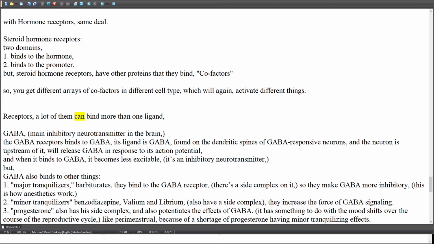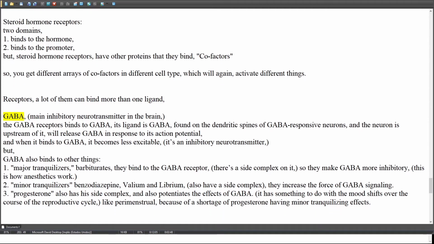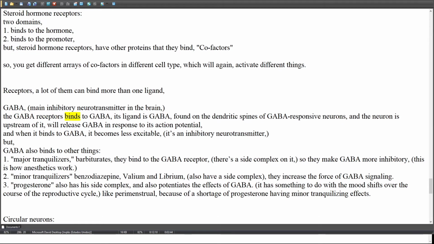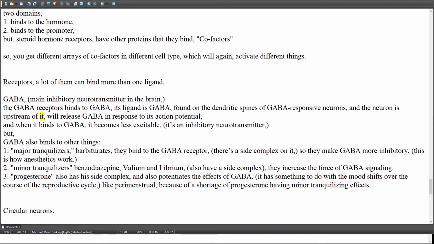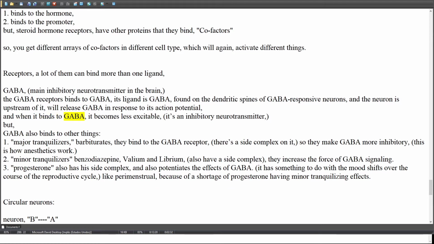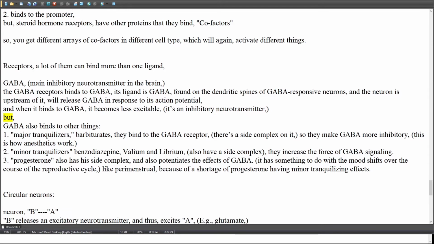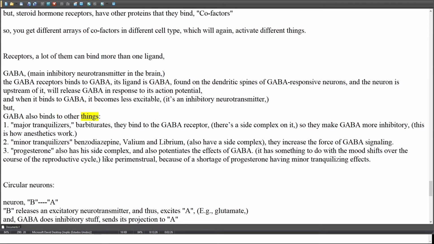Receptors, a lot of them can bind more than one ligand. GABA, main inhibitory neurotransmitter in the brain. The GABA receptor binds to GABA, its ligand is GABA, found on the dendritic spines of GABA-responsive neurons, and the neuron upstream of it will release GABA in response to its action potential. And when it binds to GABA, it becomes less excitable; it's an inhibitory neurotransmitter. But GABA also binds to other things.